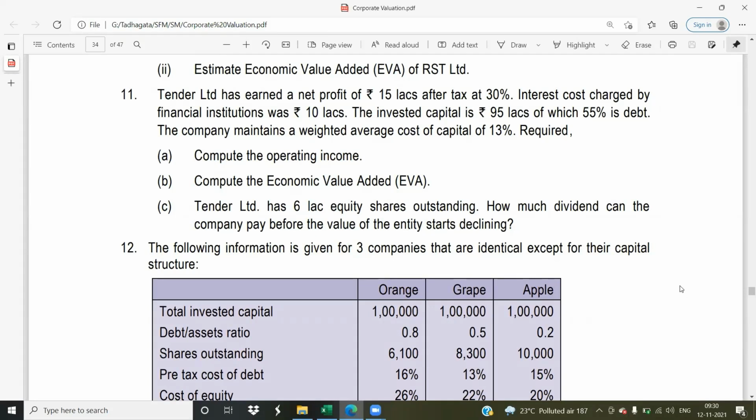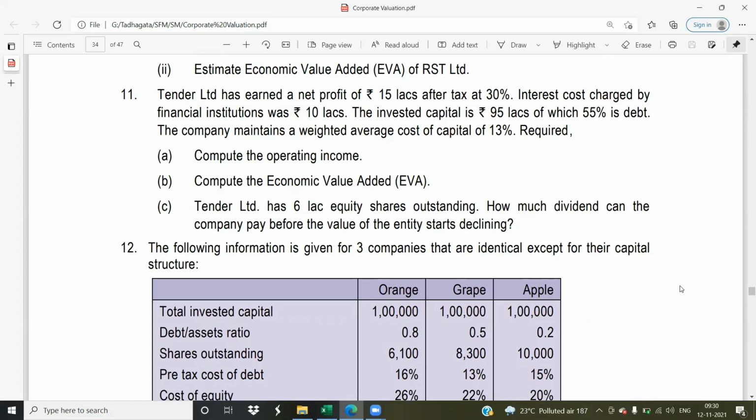Now let's do problem number 11. What is being asked in the question? Compute the operating income, EVA, and it's given that Tender Limited has 6 lakh equity shares outstanding. How much dividend can the company pay before value of entity starts declining? Okay, what's the question?